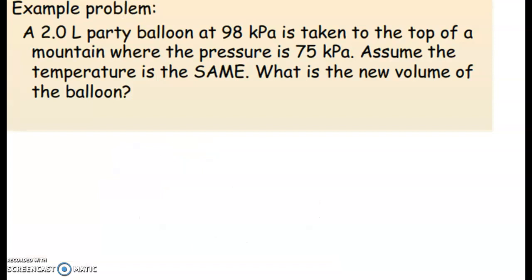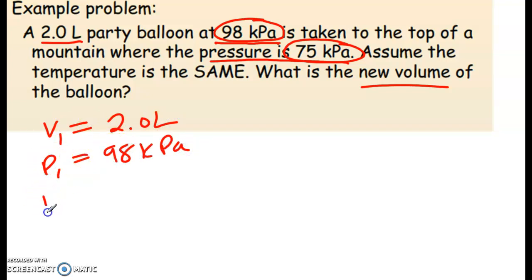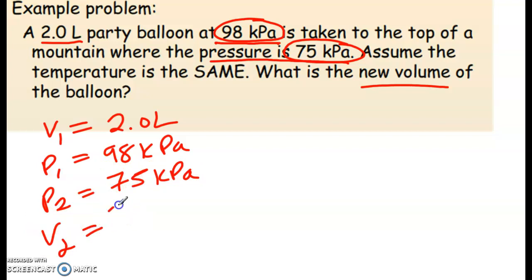Okay, so let's take a look at the sample problem. So we have a 2-liter party balloon at 98 kPa that's taken to the top of a mountain where the pressure is 75 kPa. So this pressure was the pressure at the bottom of the mountain. The top of the mountain is now 75 kPa. Assume the temperature is the same. What is the new volume of the balloon? Okay, so we have our initial volume. We have our initial pressure, 98 kPa. We have our second pressure at the top of the mountain. And we want to know what is the volume at the top.